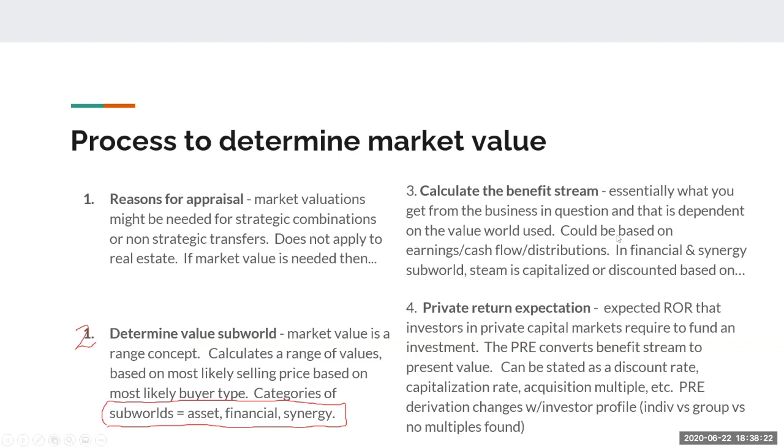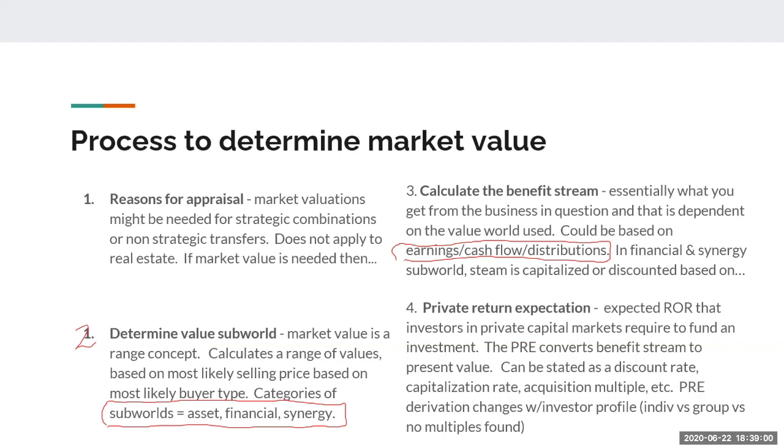And then what you do after you determine which subworld you would want to be in, you basically calculate the benefit stream. So here is essentially, very simply put, what you get from the business if you were to acquire it. Like what is your economic benefit to you or to the buyer? And it's all dependent on the value world which you use. So again, it could be based on earnings, cash flow, and distributions. It could be based on assets and what that could do for your business. It could be based on synergy.